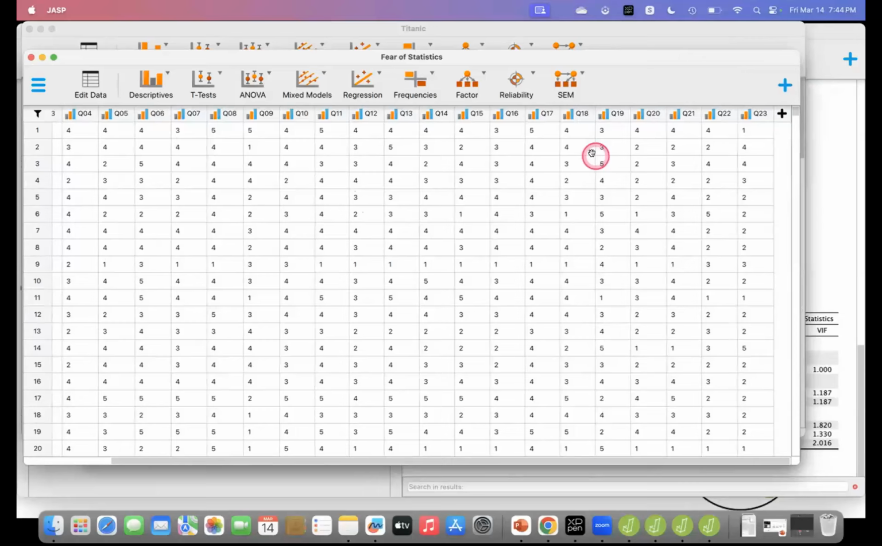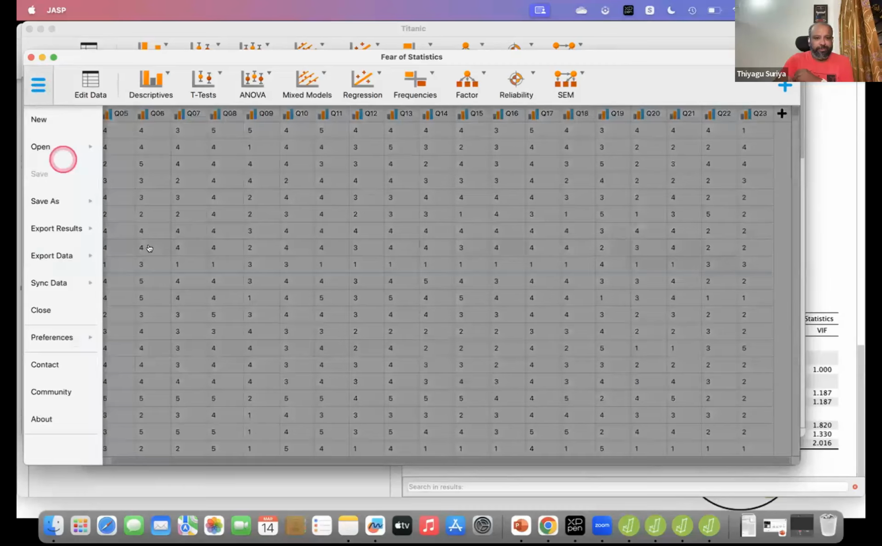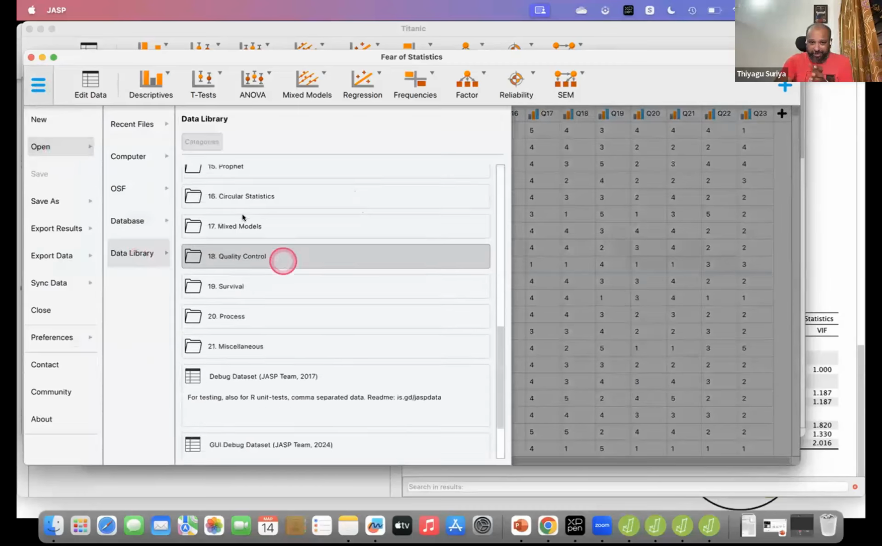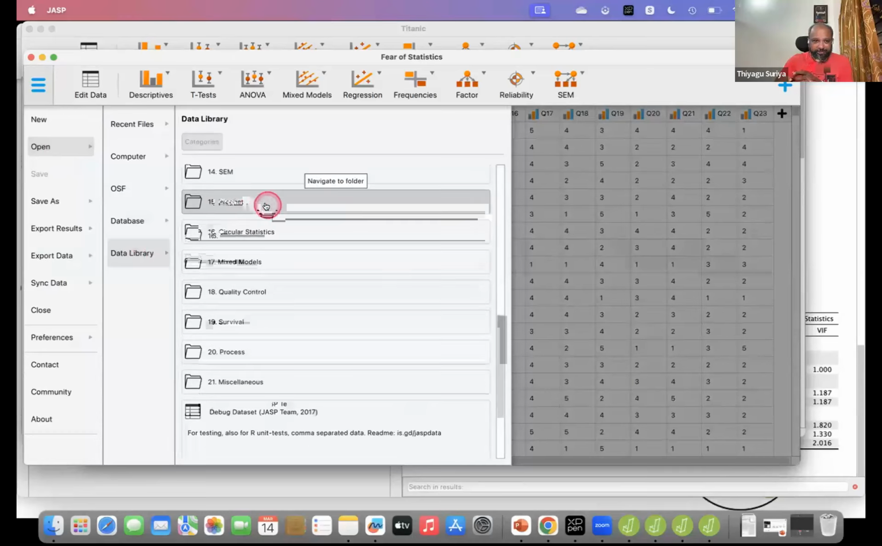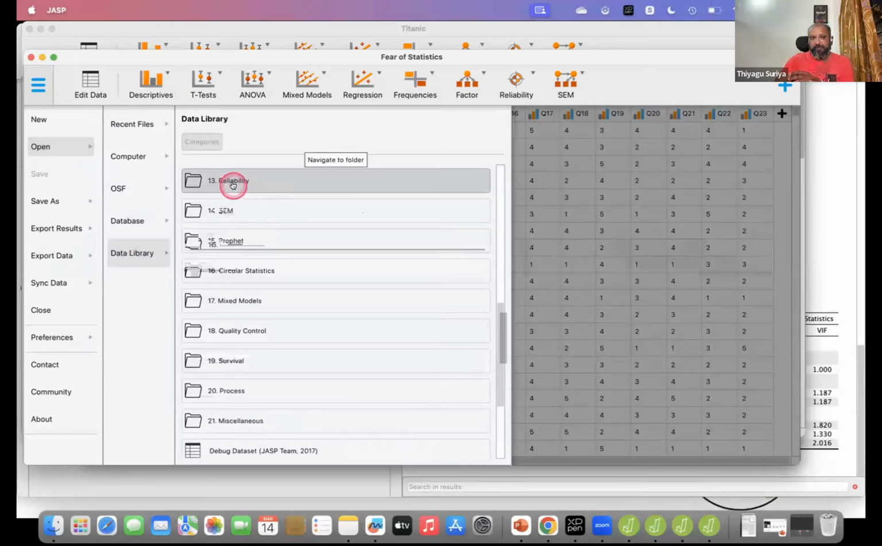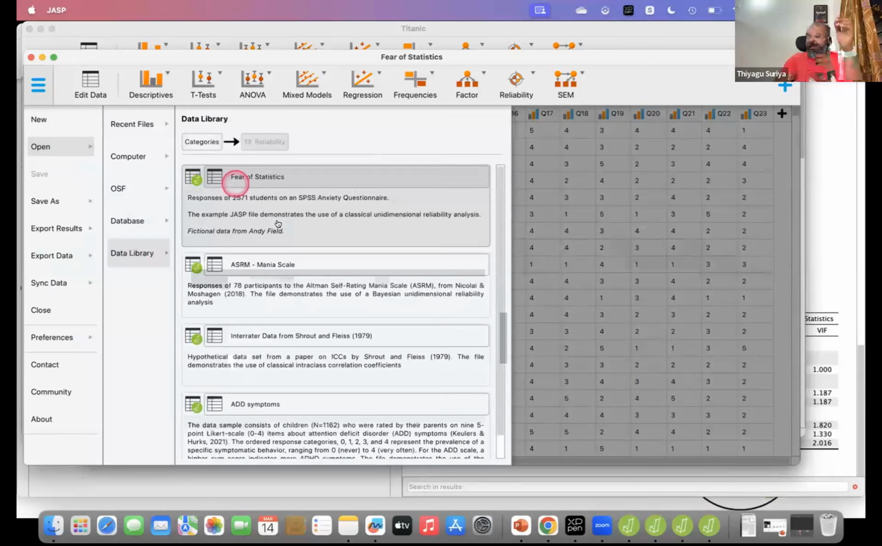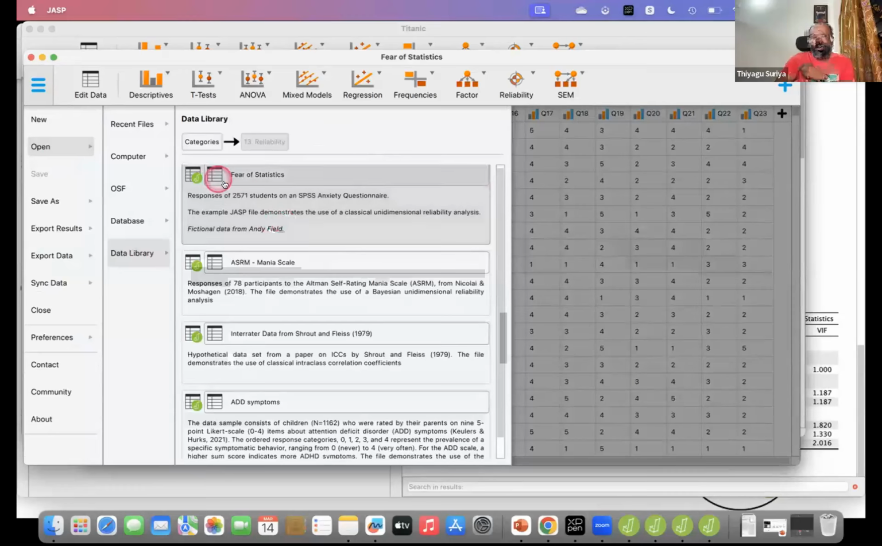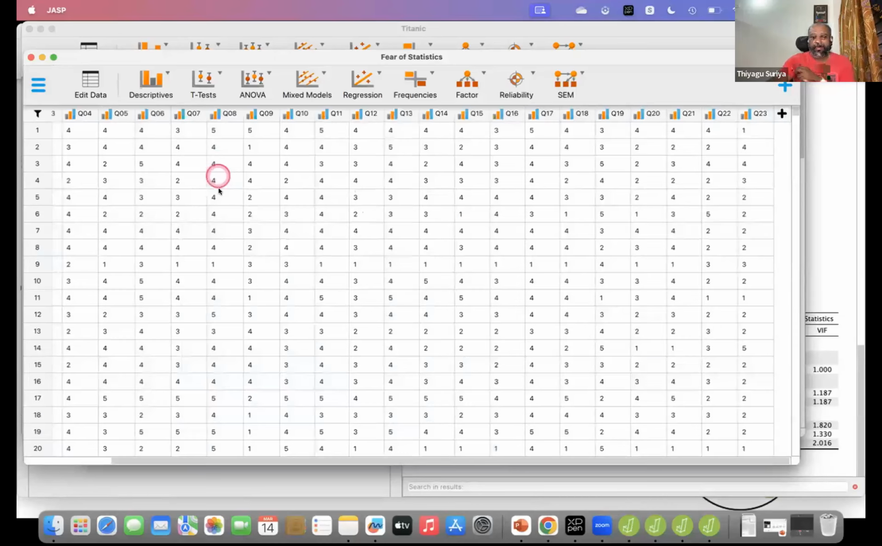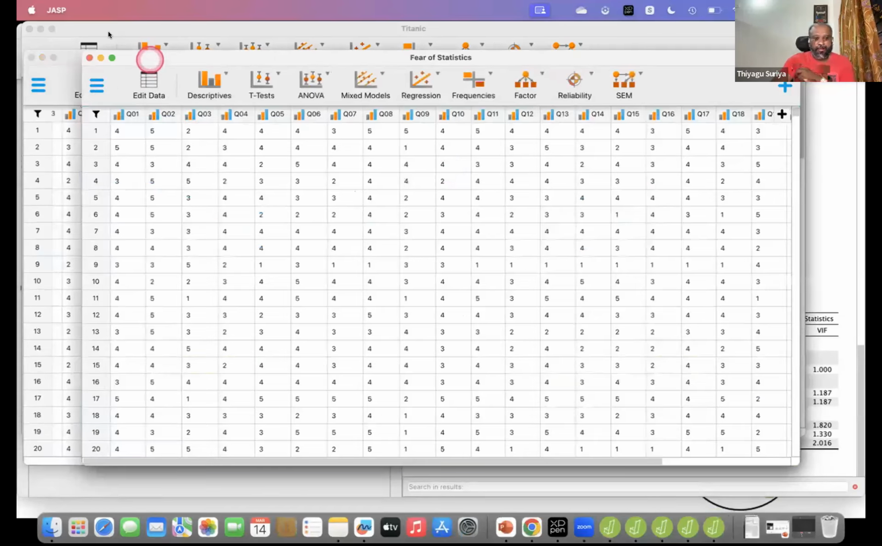Sorry, ma'am, which file do you select for this one? Go to the open data library. Go to the reliability, because we are doing reliability. Under the reliability, each one has a different heading. You cannot use all the data for linear analysis. The first one, fear of statistics. They conducted some research on fear of statistics. Go to that data file only, not the output file. So you are getting this file, right?